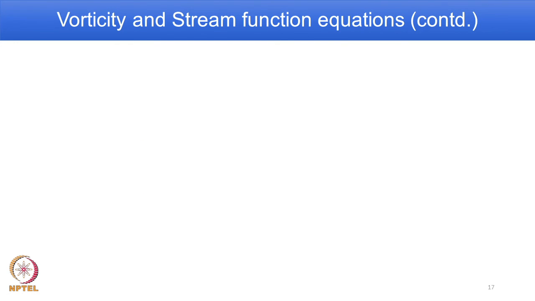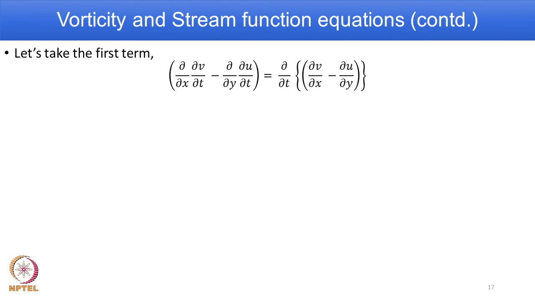Now, we will do that exercise term by term. Let us take the first term. First term is a time derivative term, and you see here ∂v/∂t, which is coming from the y momentum equation, and that is taken derivative with respect to x. ∂u/∂t is coming from x momentum equation, that is taken derivative with respect to y. So, subtract and you are able to get this.